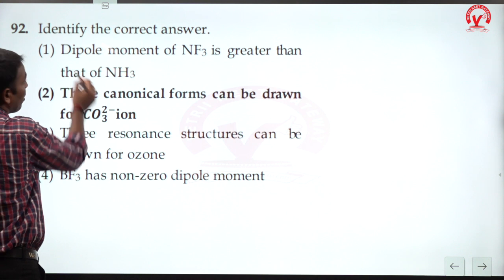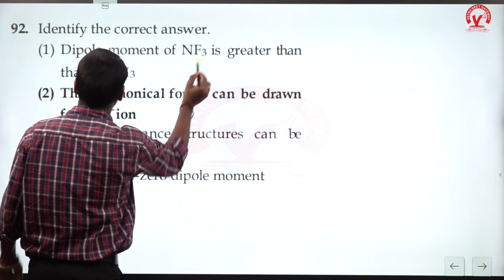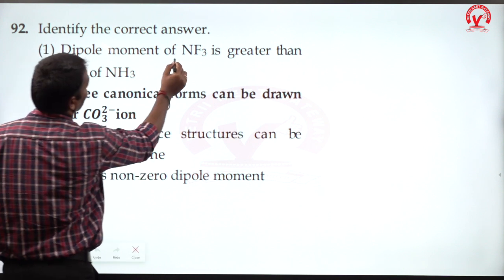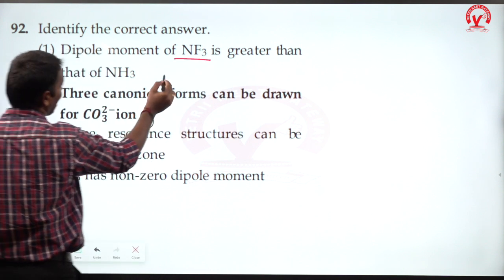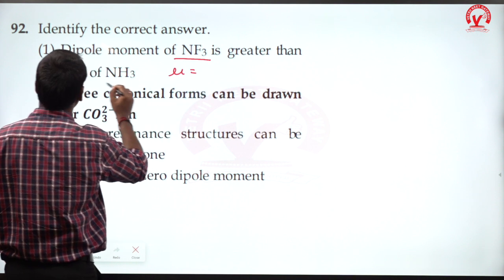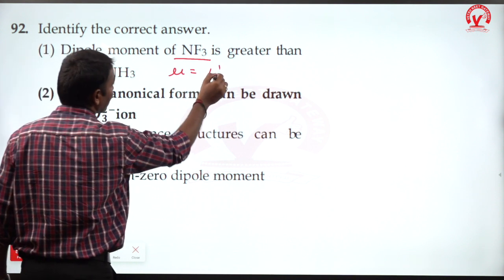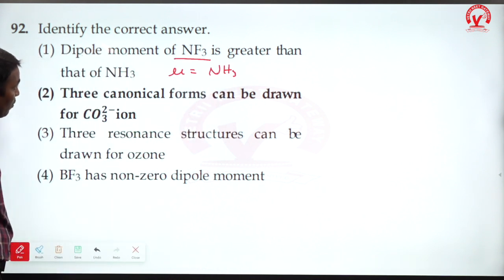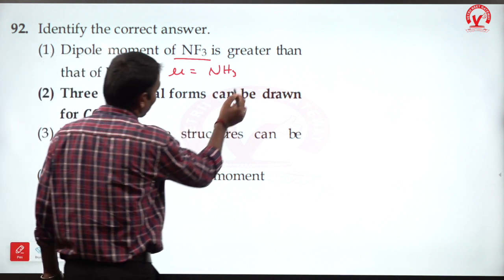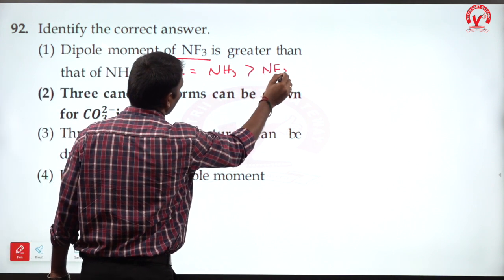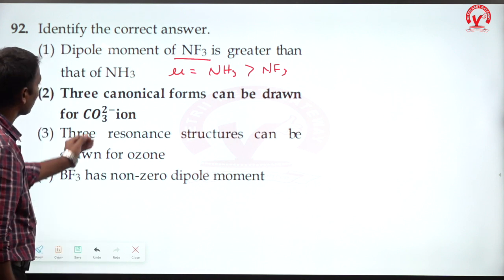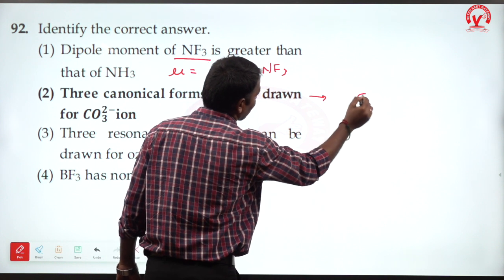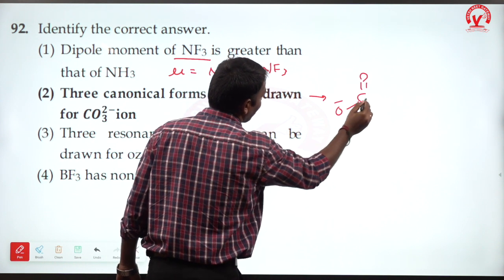Identify the correct statement. Chemical bonding question first here. Is the dipole moment of NF3 greater than that of NH3? No, it is NH3 greater than NF3, due to the direction of vectors. And also, 3 canonical forms can be drawn for CO3 2 minus. Yes, correct. So canonical structures, that is resonance structures of the carbonate ion, we have like this.